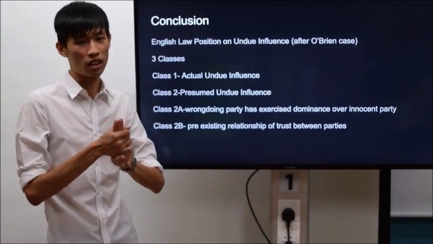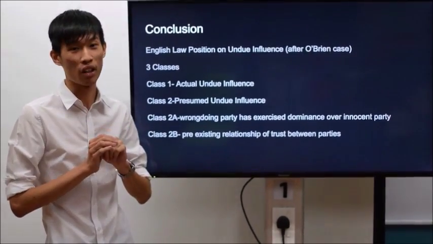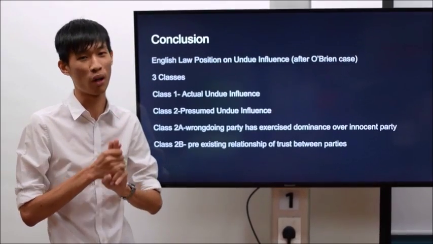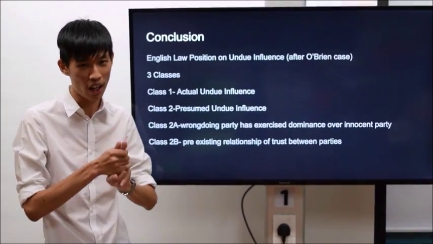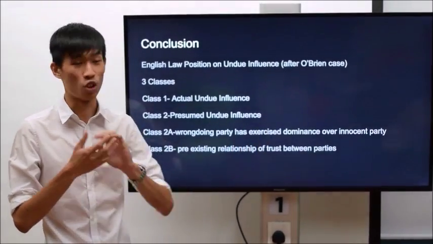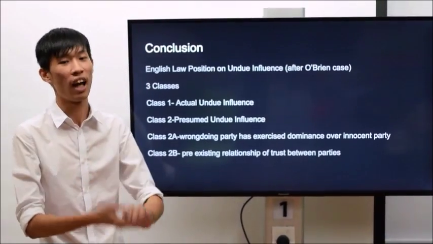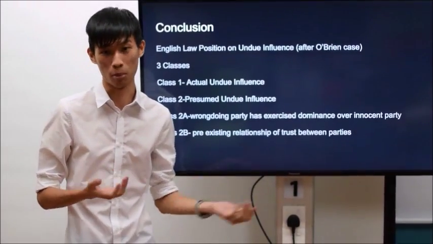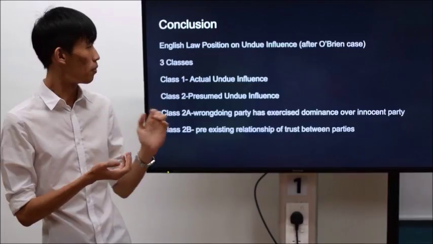So, it has two classes: class 1, which is actual undue influence, and class 2, presumed undue influence. Under presumed undue influence, there is class 2A, where the wrongdoing party has exercised dominance over the innocent party, and class 2B, where there is a pre-existing relationship of trust between the parties in a contract.